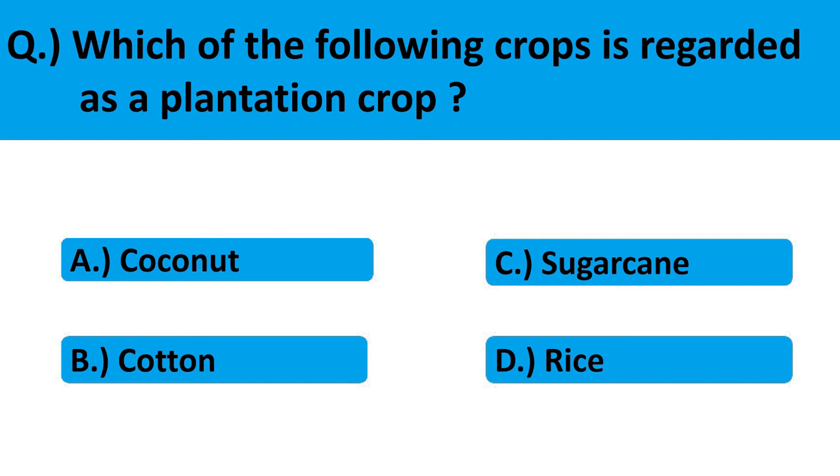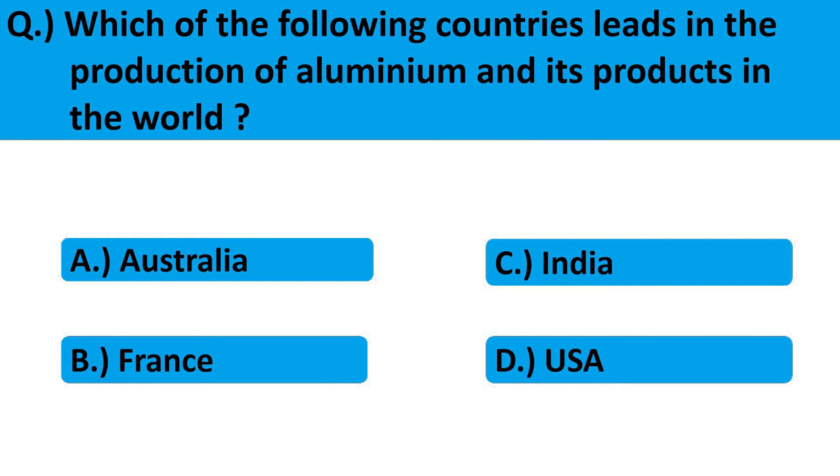Question number 57. Which of the following crops is regarded as a plantation crop? Correct answer is coconut. Question number 58. Which of the following countries leads in the production of aluminium and its products in the world? Correct answer is USA.